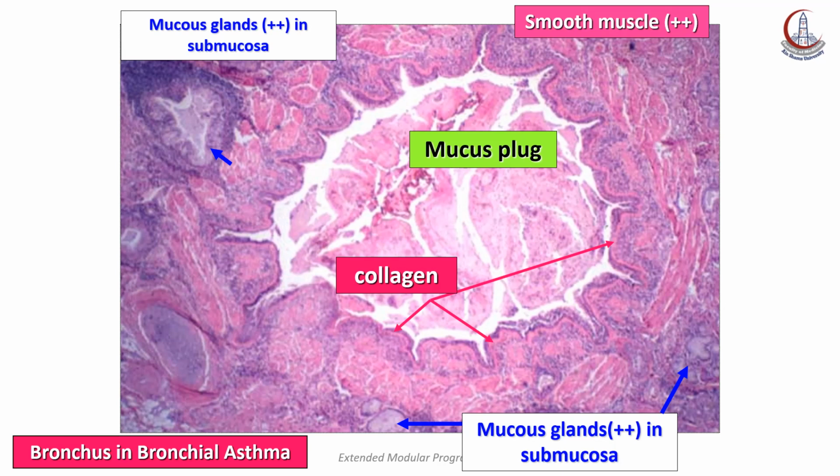This is a transverse section of bronchus in case of bronchial asthma. The lumen is filled with mucus plug, and this is the covering epithelium, the respiratory epithelium, with underlying collagen deposition and fibrosis. Increase in the thickness of smooth muscle layers and increase in the number of mucus glands.